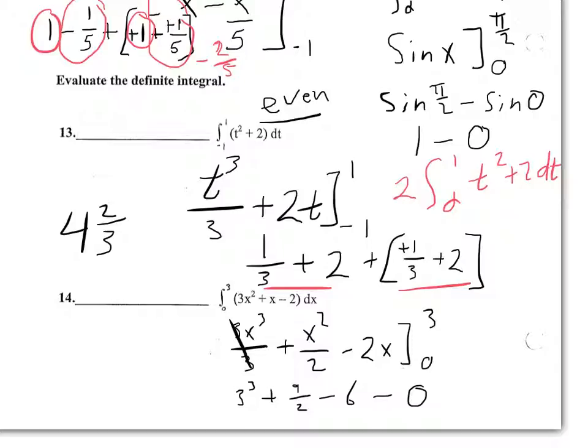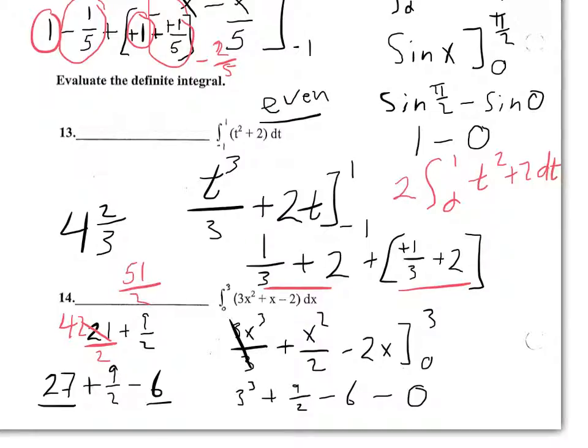Okay, 3 to the 3rd is 27. I probably should have figured that out before. 27 plus 9 over 2 minus 6. 27 minus 6 is 21. So 21 plus 9 halves. Getting a common denominator, if I put a 2 on the bottom there, this becomes a 42. So then I should end up with 51 halves for that one.